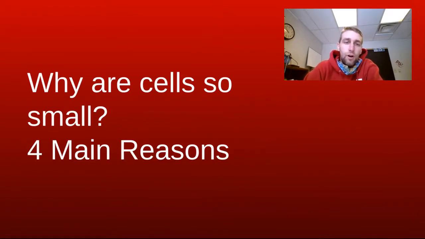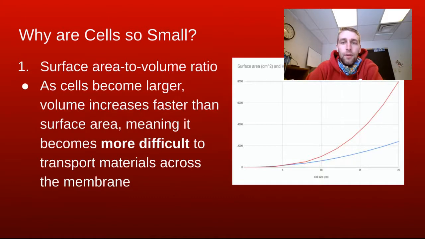So, first, why are cells so small? Four main reasons you should know, all of which we touched on a bit last week. One of them is the surface area to volume ratio. And that's basically the idea that as a cell gets bigger, the surface area increases, the volume increases, but the volume increases more quickly. So this red line is the volume, blue line is the surface area.